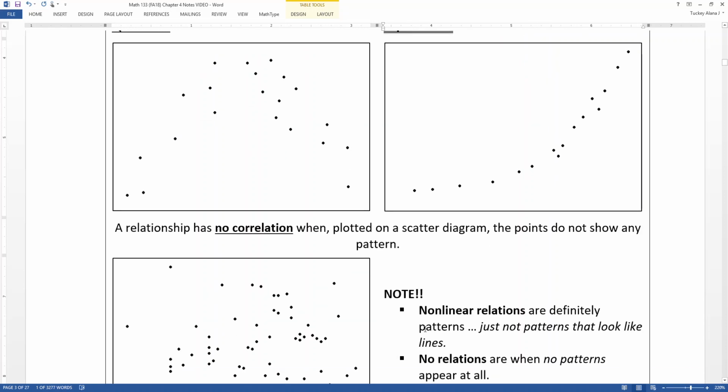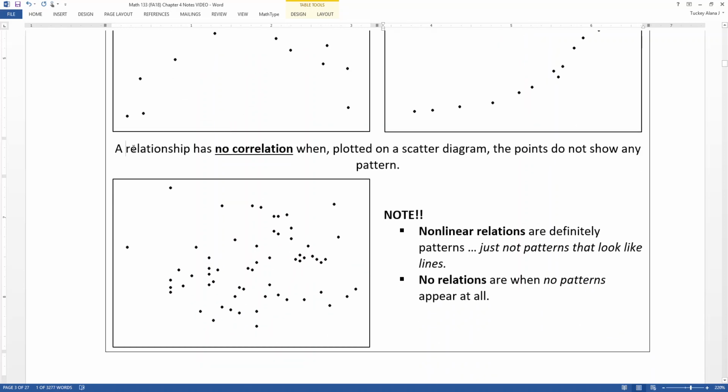But we're not really going to look at those other than to say, yep, those are there, but we're not looking at them. The one that we are going to look at sometimes is a relationship that has no correlation whatever. It looks like somebody just threw the points out there into the sky, so they have no pattern.